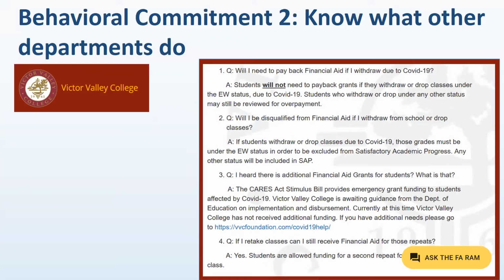The thing to also note is that Victor Valley College has gone even a step further. Not only on their FAQ do they have a written version, but notice the shout out at the bottom that says, ask the FA RAM. Ask the FA is the Financial Aid Office. The RAM is the college symbol, and they also have what's called RAM ambassadors. That is actually a chat box where you can click on that, and someone from the Financial Aid Office will be able to address your question. So it's really just handy to have this FAQ with every staff member that is out making phone calls.